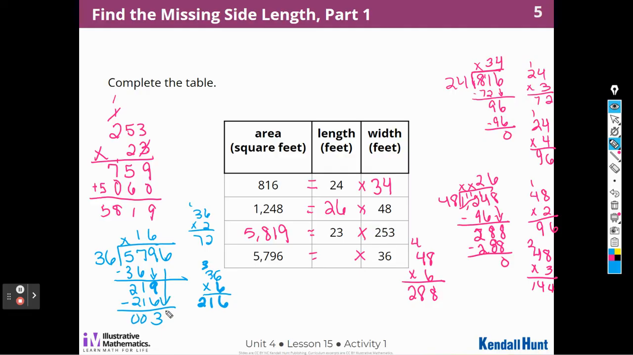So I'm going to bring down my 6. How many 36s are in 6? 36. 1. So this answer is going to be 161. Whew, that's a lot of work, but notice I did show my work for each separate problem. Showed my work here, here, here, and here. So make sure that you are also showing your work when you do this kind of work, okay? So that you can find your mistakes if you have any.